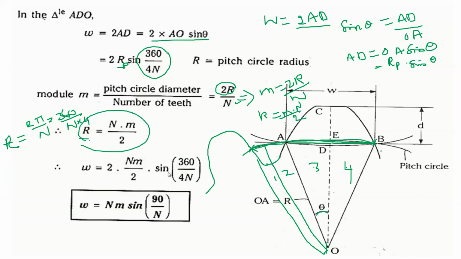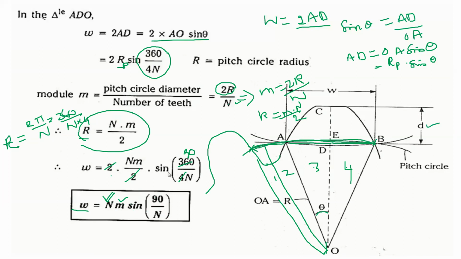Now if we substitute this r value in this expression, we get W is equal to 2 into nm by 2 into sine 360 by 4n. So 360 by 4n means 90 degrees by n. Therefore W is equal to, if the 2 gets cancelled, nm into sine 90 by n, where n is the number of teeth on the gear and m is the module. If you know the number of teeth and module, you can calculate the chordal tooth thickness W.